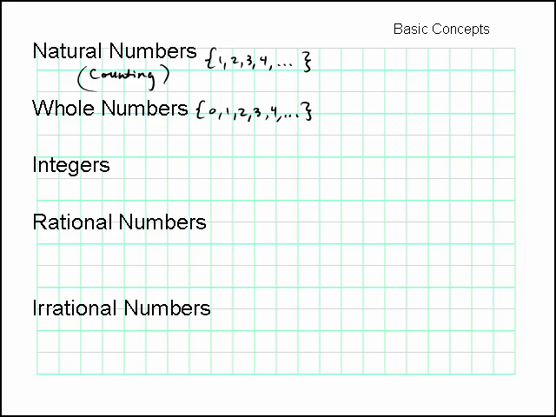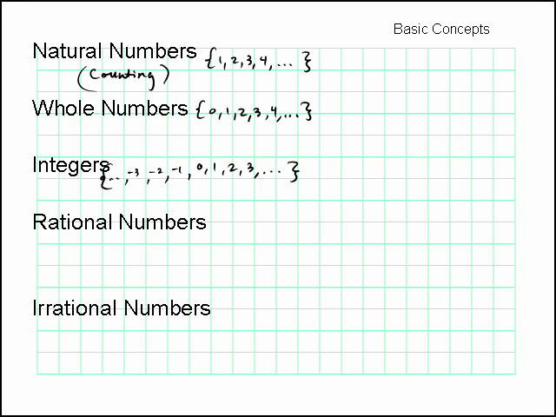Next is the integers. If you take whole numbers along with their opposites, such as 0, 1, 2, 3, and so on, and then -1, -2, and -3, continuing like this, then you have the integers. What's not in here yet are things such as fractions and decimals, and they come into play with the rational numbers and the irrational numbers.